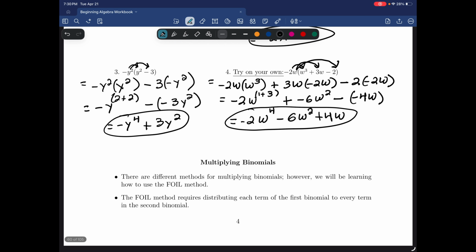Alrighty, so now let's take a look at multiplying binomials. And recall a binomial is a polynomial with two terms. So there are different methods to multiplying binomials.